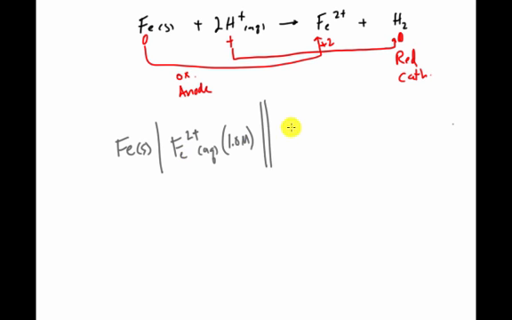Okay. Now for my cathode, I start with hydrogen ions. Don't worry about the stoichiometry. We're not worried about that. We're just representing what's in there. And that hydrogen ion goes into hydrogen gas.